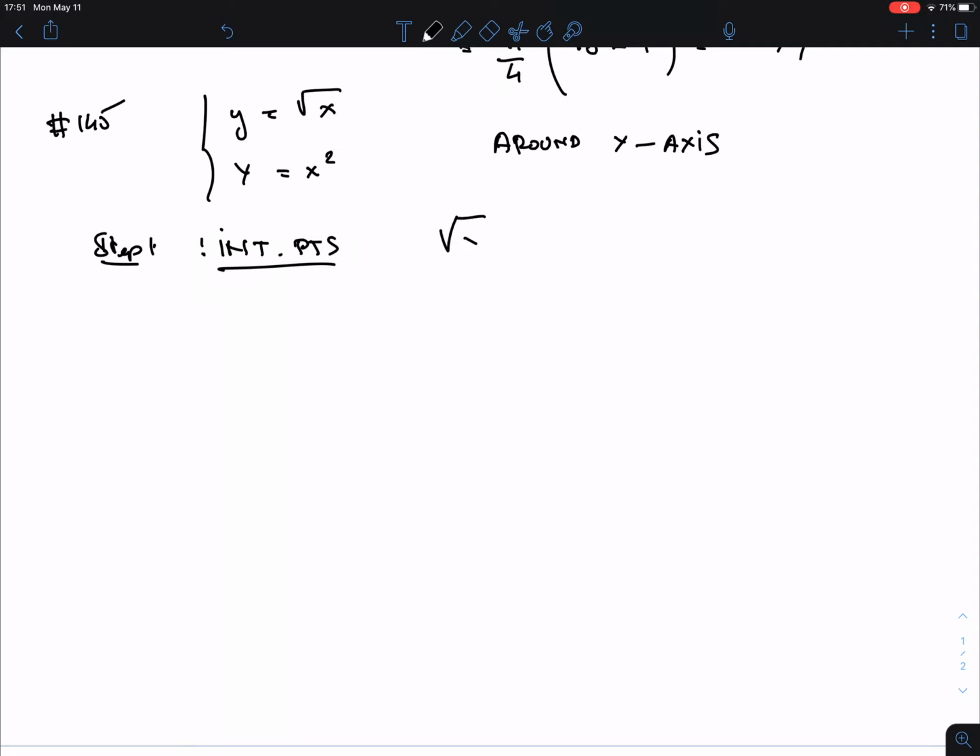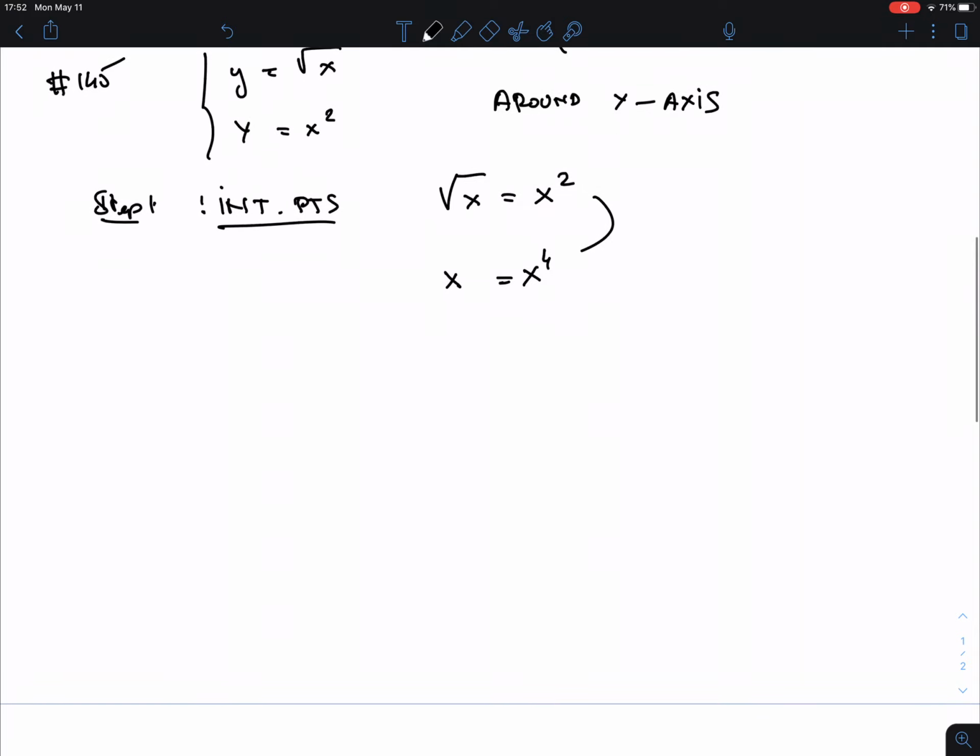So we put radical x equal to x squared. We get rid of the radical by squaring, so that gives me x equals x to the fourth. Be careful now, don't scratch out, but always factor: x to the fourth minus x is x times (x cubed minus 1). Now for x cubed minus 1, you look for possible roots and you see x equals 1 is a root. So we need to do long division.